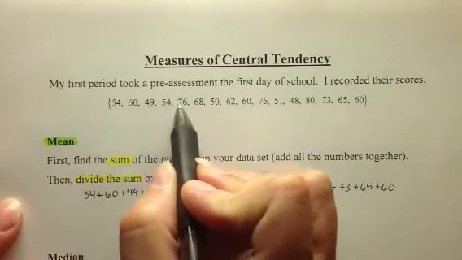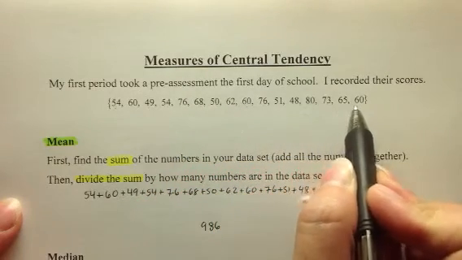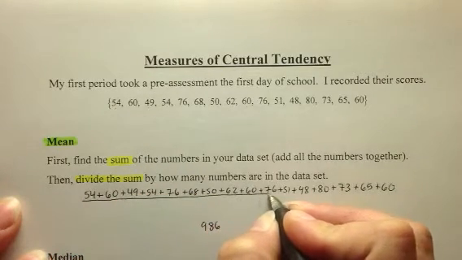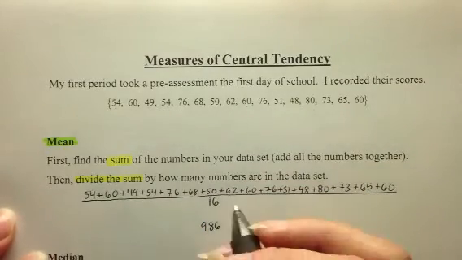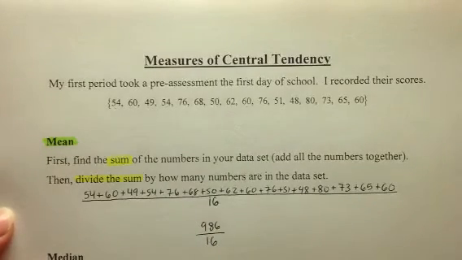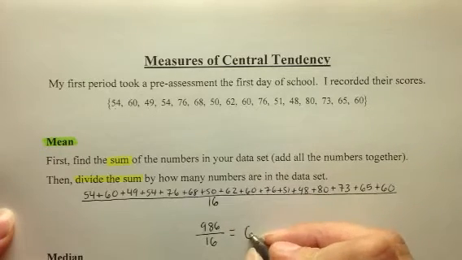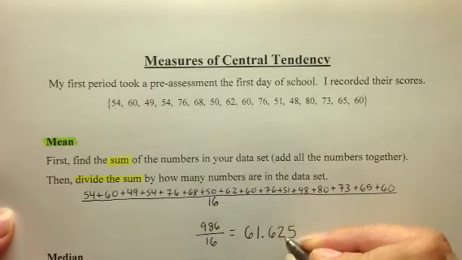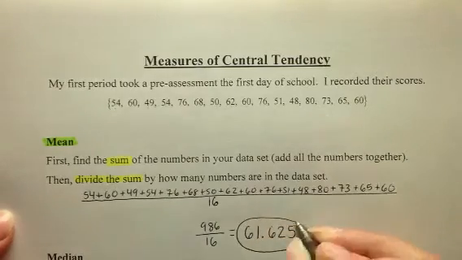1, 2, 3, 4, 5, 6, 7, 8, 9, 10, 11, 12, 13, 14, 15, 16. I'm going to show that you're going to do the sum first by using a fraction. And we're going to divide that by 16. Okay, so down here was my sum, 986, and I'm going to divide by 16. And I get 61 and 625 thousandths. Okay, so that's my mean.